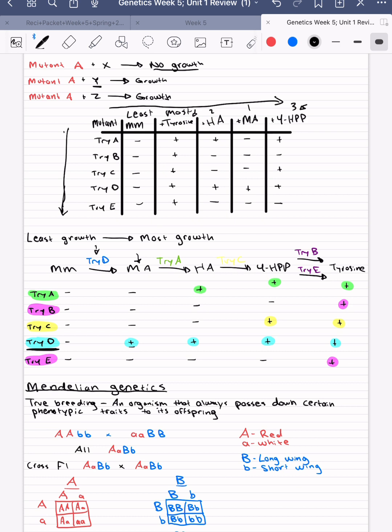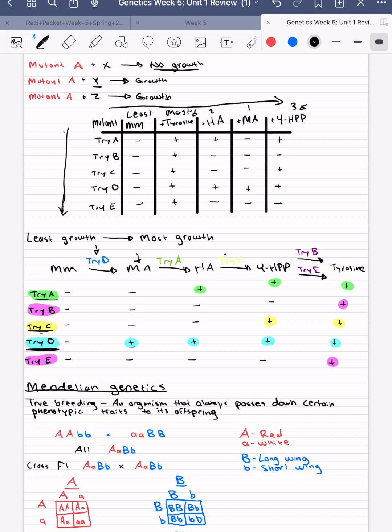to MA. If we look at MA to HA, we can see that there was growth at TRYA, which means that the enzyme responsible for converting MA to HA is TRYA. For when you're going from HA to 4-HPP, we can see that TRYC had growth, which means that TRYC is the enzyme responsible for converting HA to 4-HPP.